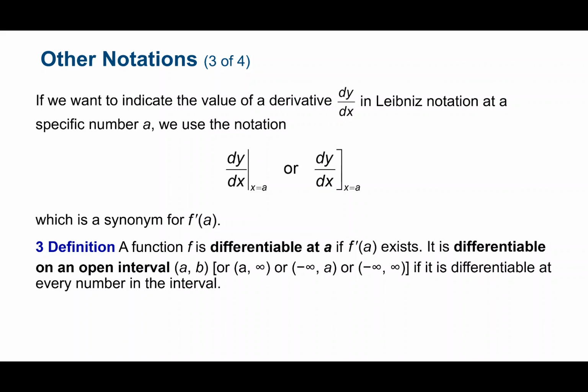Well, the way that gets notated is you can have dy dx and then either just the vertical bar, or you can have a bracket, and then down at the bottom you subscript x equals whatever number. So in that case, this dy dx with the bar and the x equals some number is the same thing as saying f prime at some number. We're just going to evaluate the derivative at some certain x value.